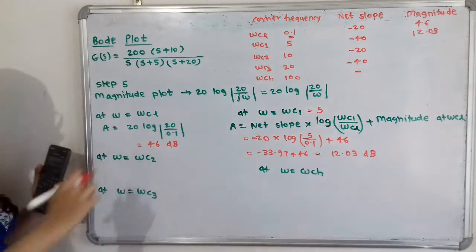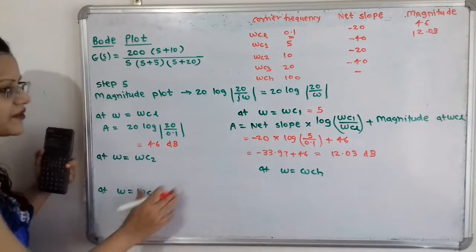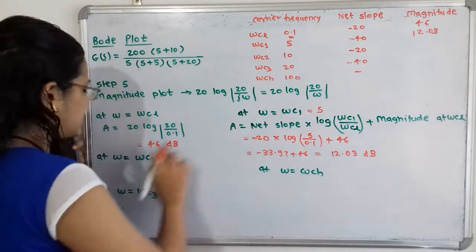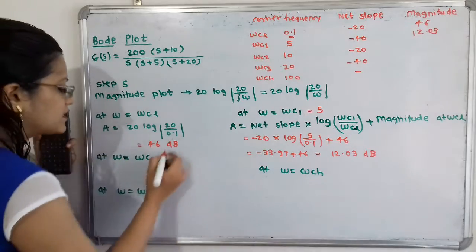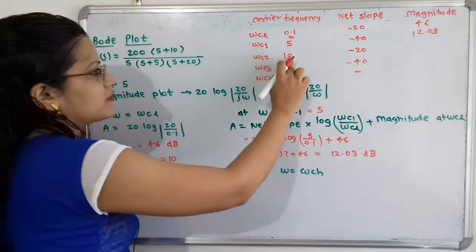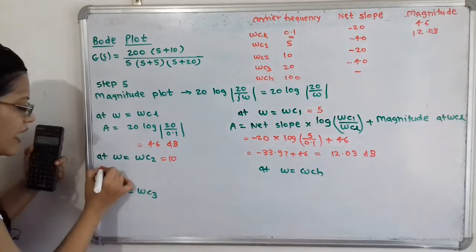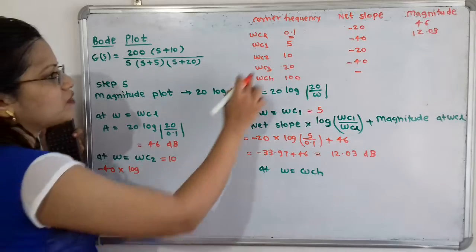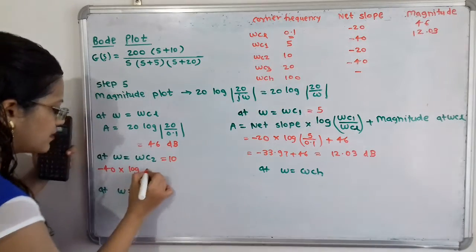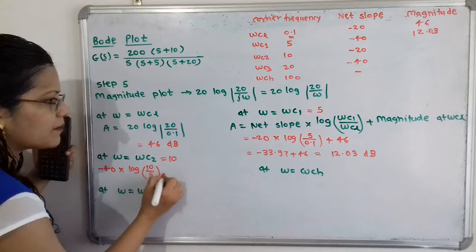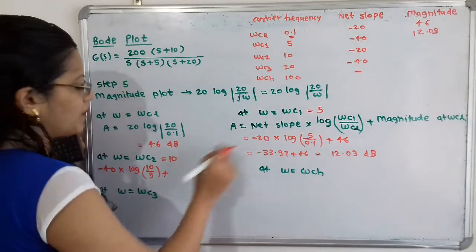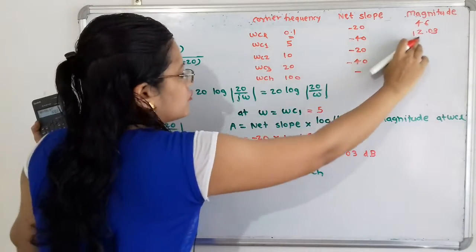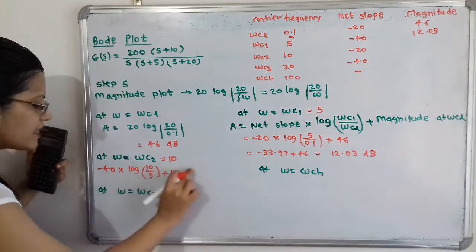Omega is equal to omega C2. So for all the next frequencies we will use the same formula. So net slope for previous frequency. So here omega is equal to omega C2, that is equal to 10. So what is the net slope for previous? That is minus 40. So I will directly write minus 40 multiplied by log of omega C2 by C1, that is 10 by 5, plus magnitude at omega C1. So for previous frequency we have to refer magnitude, so plus 12. Now we will calculate this.